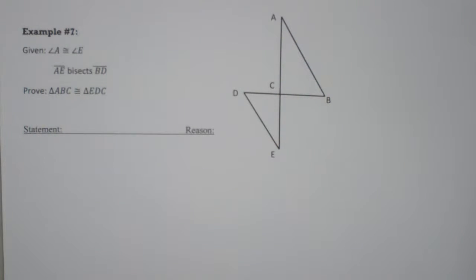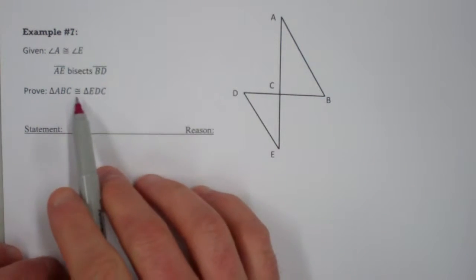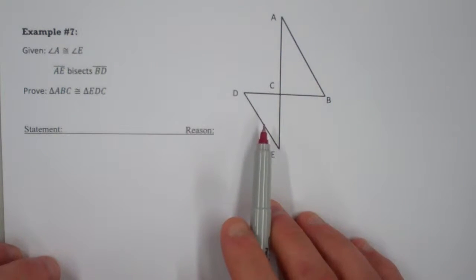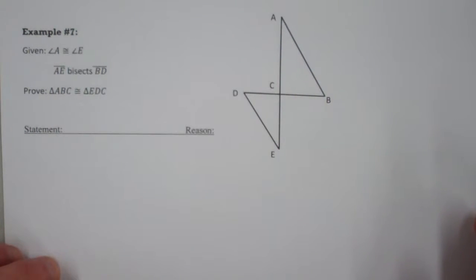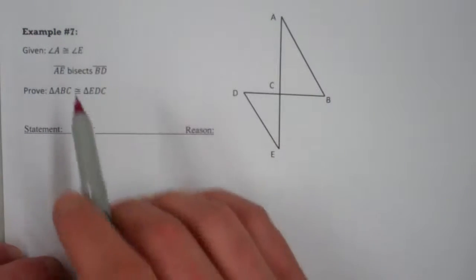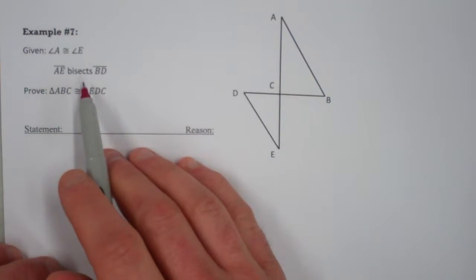In example 7, we're given that angle A is congruent to angle E, and AE bisects BD. We're asked to prove that these two triangles here are congruent. At first glance it doesn't look like it, but diagrams may not be drawn to scale. So instead of just making conclusions on what's drawn here, we want to make conclusions on the information that we know.